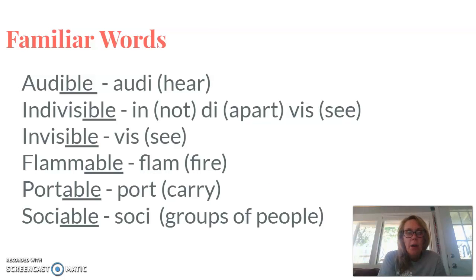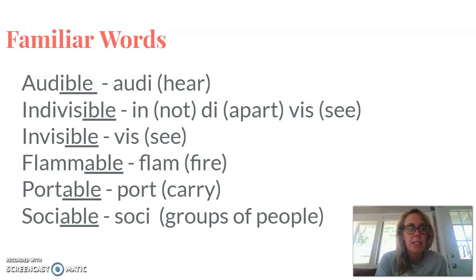We're going to go over some familiar words that you probably have heard before. They all have the ending or the suffix ible or able. Some of them contain prefixes or roots we've studied already this year. The first word is audible. It has the suffix ible, I-B-L-E. You may remember the root audi, which means to hear. So if something is audible, that's a description of something. It is able to be heard.